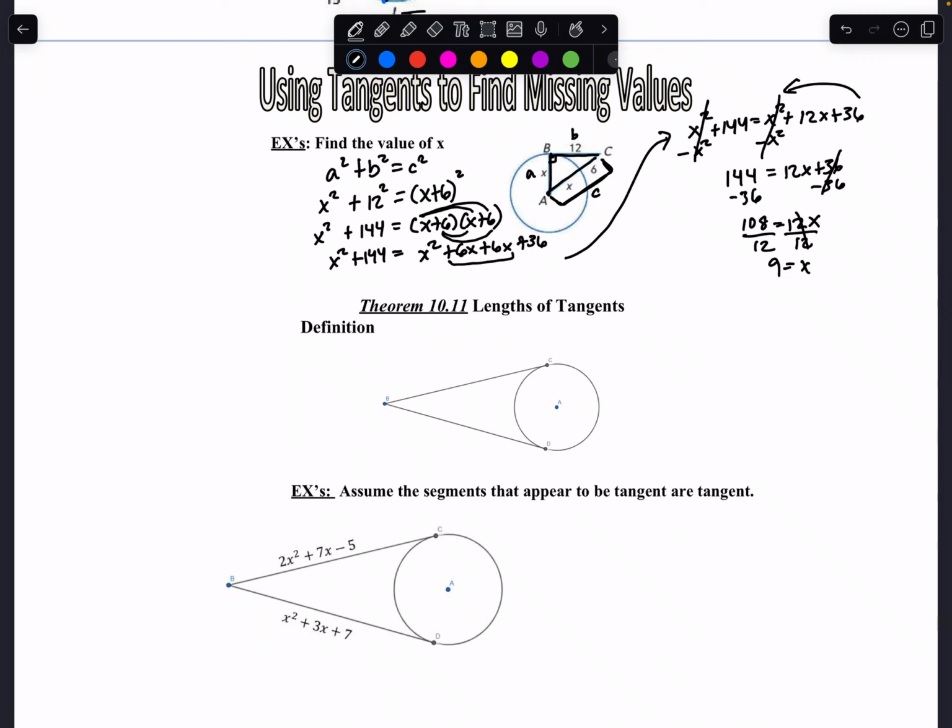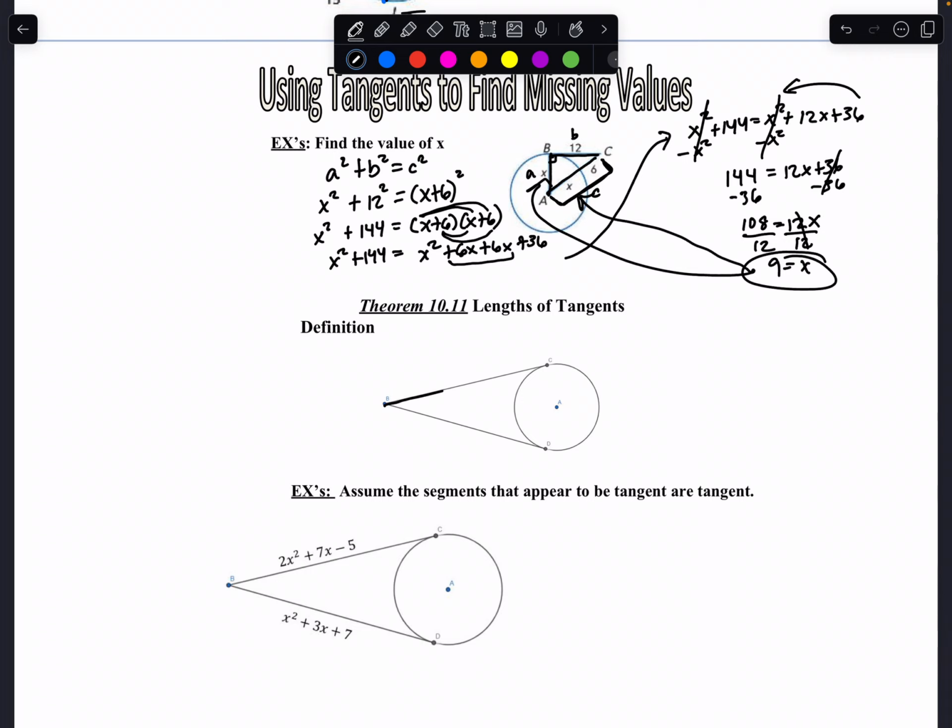Here, because I was told that BC was tangent, I could use the fact that it's a right triangle, and I use the Pythagorean theorem to solve for the value of x. Now from here, can I determine the length of the radius? Absolutely. When I plug that in here, the radius of this circle, here or here, will be 9. Feel free to pause it, slow this down, go back a little bit if you need to, and do this problem again.